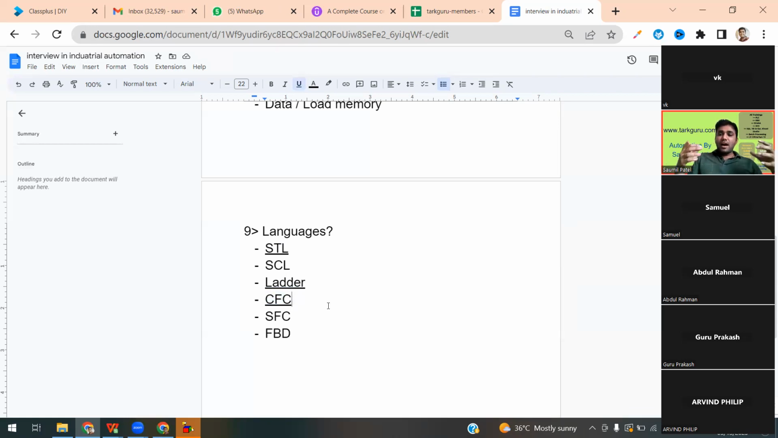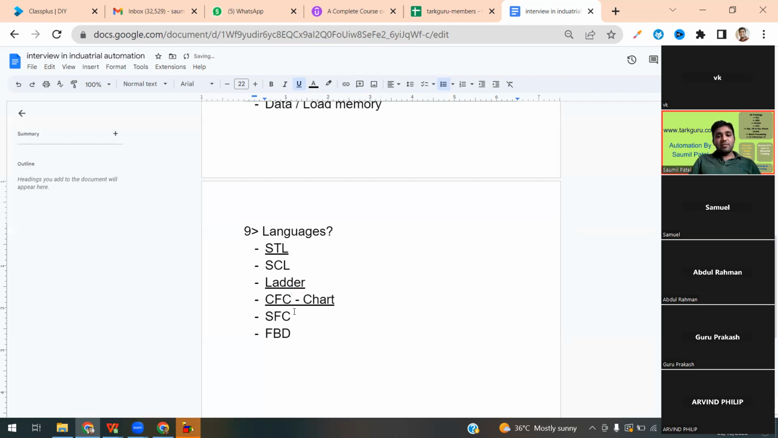Sir, I have worked on STL, SCL, ladder, FBD, CFC, and SFC in different projects, but majorly I am using the ladder diagram because it's a day-to-day programming method which all the programmers are using. So I am very much comfortable with ladder. But yes, I know chart programming. Chart programming means CFC.